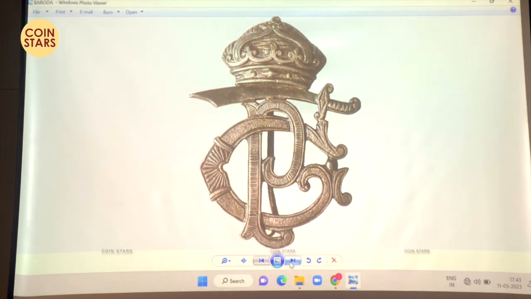This is Baroda, with the crown and talwar and the initial of the king, possibly this Pratap Singh Rao Gaikwad, PG. Next.